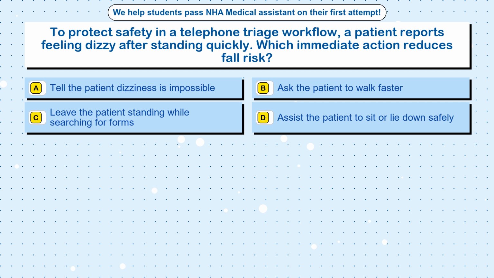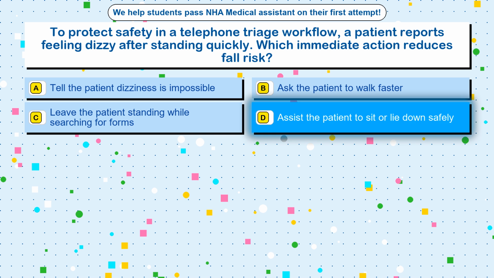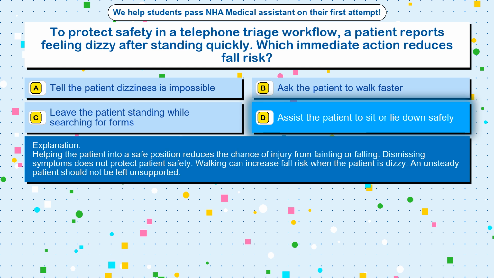Assist the patient to sit or lie down safely. The correct answer is option D. Assist the patient to sit or lie down safely. Helping the patient into a safe position reduces the chance of injury from fainting or falling.